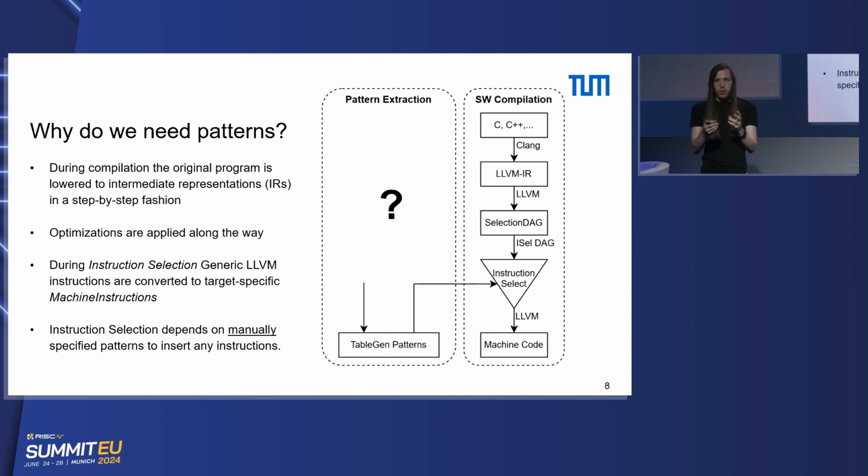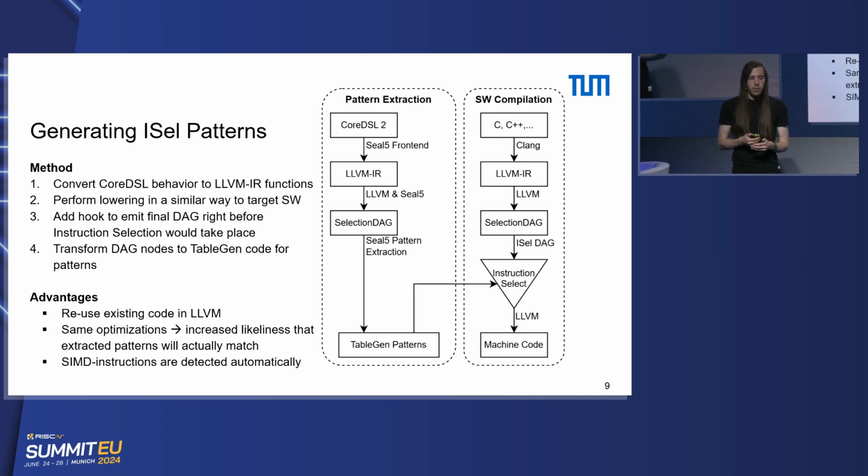To make this instruction selection happen, LLVM relies on so-called instruction selection patterns, which usually have to be manually provided by LLVM's backend developers. Our approach tries to eliminate that by the steps which are now shown on the left. We start with the behavioral code of the instructions in the core DSL syntax, and we implemented a custom CL5 frontend for translating the behavioral code into equivalent LLVM IR functions.